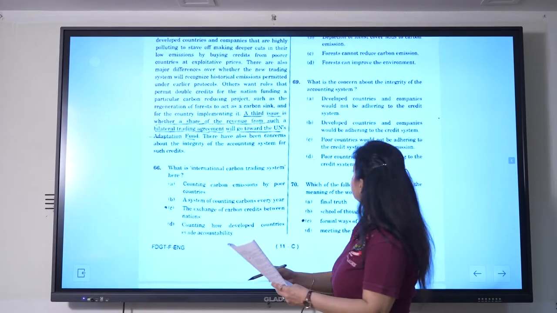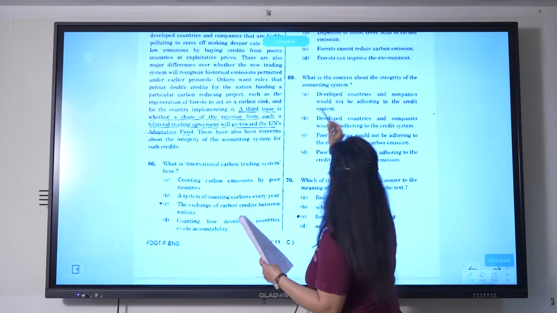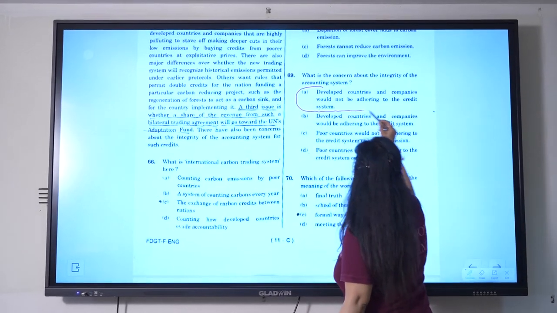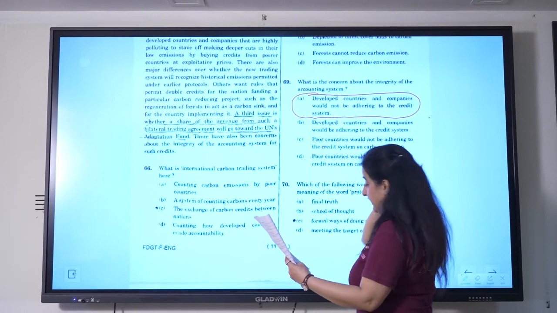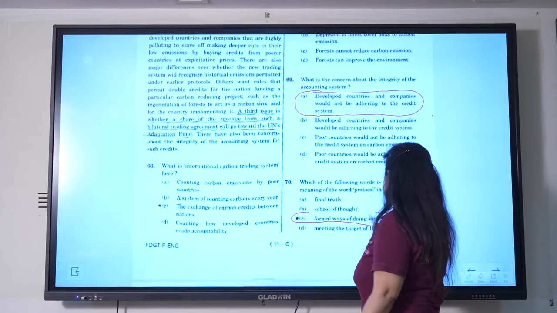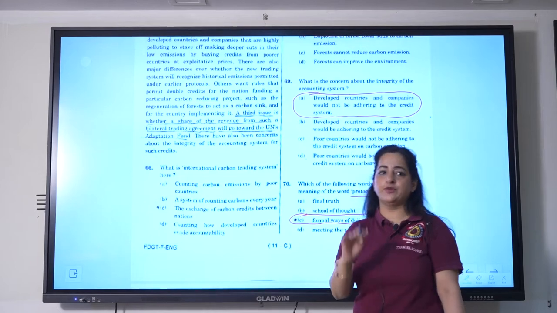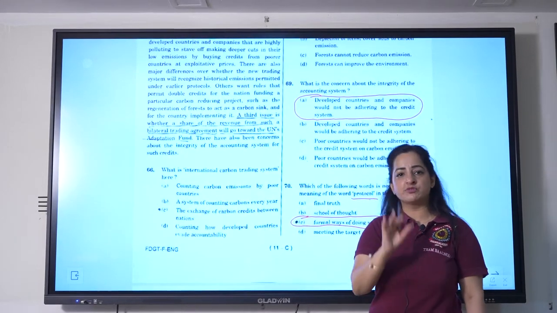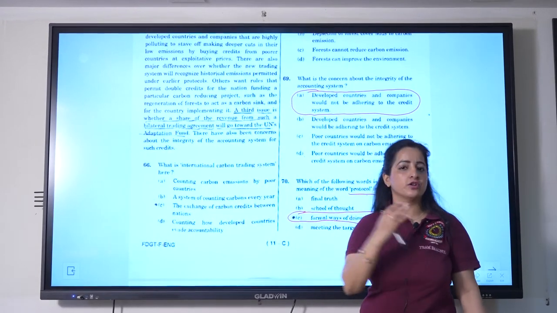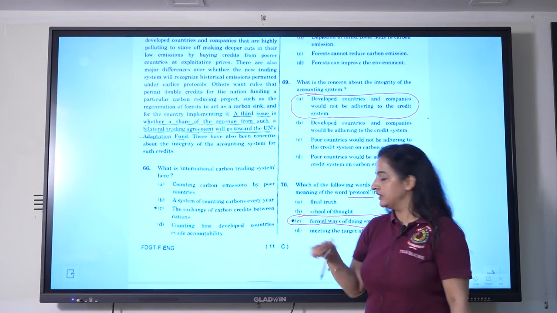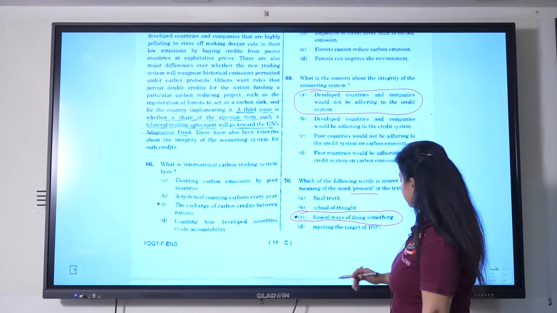Then question 69 and 70. 69, the answer is alpha. Developed countries and companies would not be adhering to the credit system. 70, the answer is Charlie. That was an easy one. We all know the word protocol. Most of the times, words, idioms, synonyms which are asked in papers, the English is just from around you. So we know these words. Protocol is formal ways of doing something. Okay, 70 questions done.